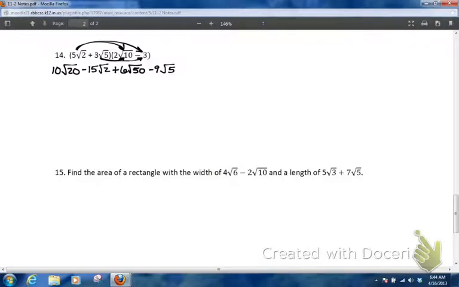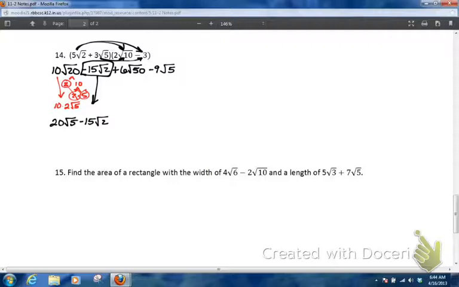Now, we're going to simplify anything that we can simplify. So right here with square root of 20, 2 times 10, 2 times 5. So this is going to turn into 2 root 5, but again, don't forget about that 10 that was already out there. So 10 times 2 root 5 is 20 root 5. The next term, this negative 15 root 2 cannot be simplified, so we have just negative 15 root 2 next.